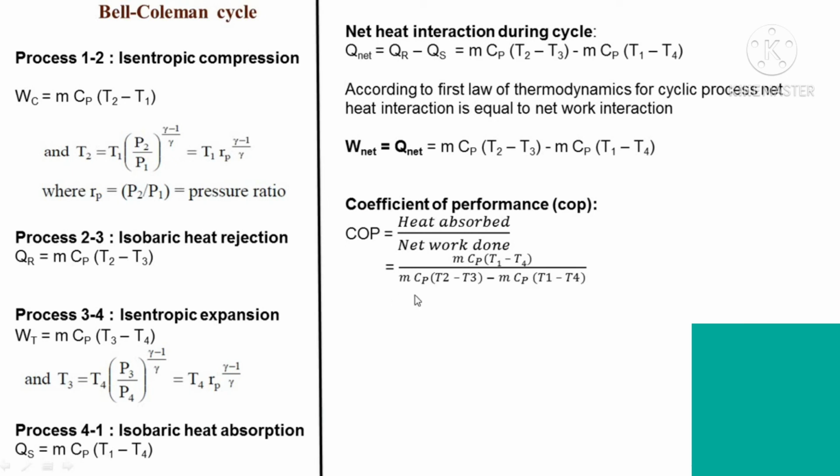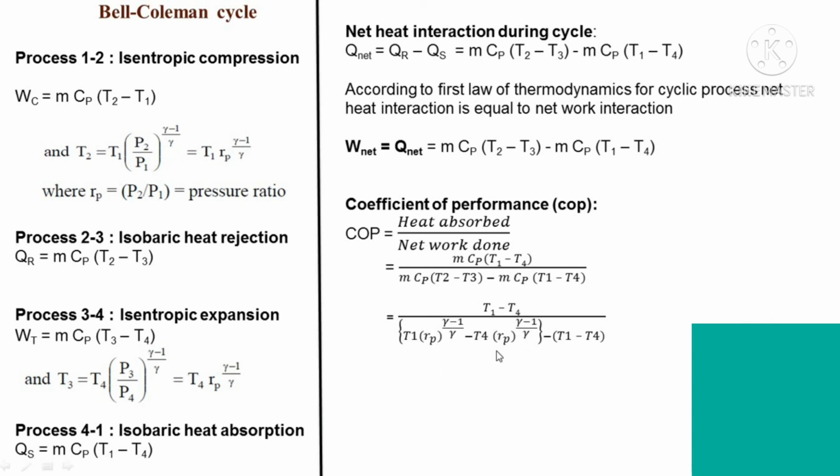As mCp is common, it gets cancelled. We are getting T1 minus T4 divided by (T2 minus T3) minus (T1 minus T4). You put the value of T2 and T3 in terms of T1. As we have found out T2 equal to T1 RP raised to (gamma minus 1) upon gamma and T3 equal to T4 RP raised to (gamma minus 1) upon gamma. So you have to take the common RP term. We are getting T1 minus T4 divided by (T1 minus T4) times RP term minus (T1 minus T4), which gets cancelled.